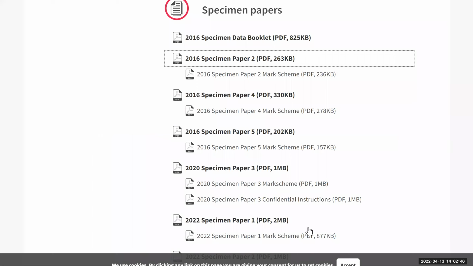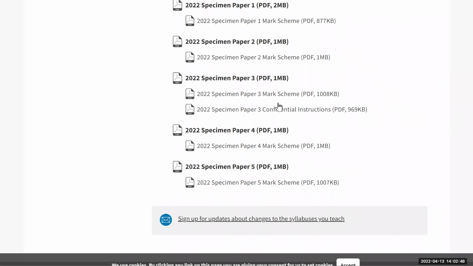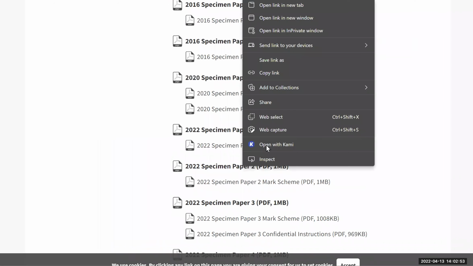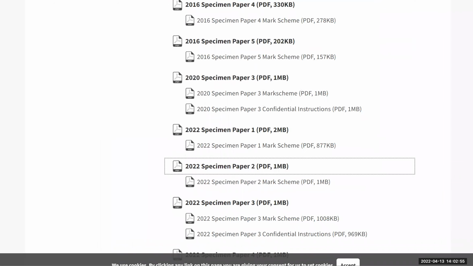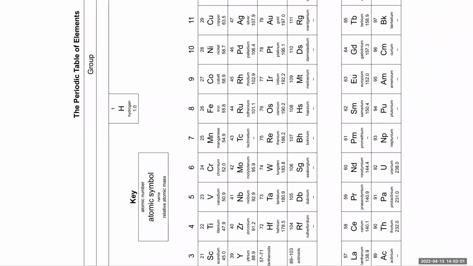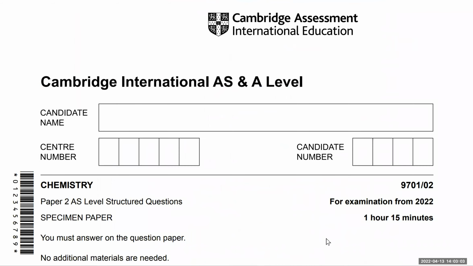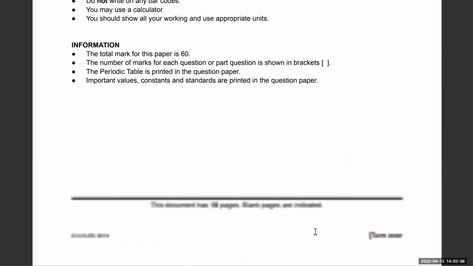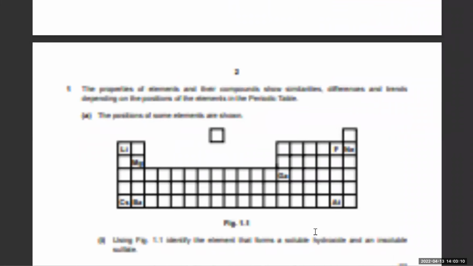Sorry, this is the wrong specimen paper. The one with 2022 specimen. That's this one. Okay, for 2022, let's try this one.